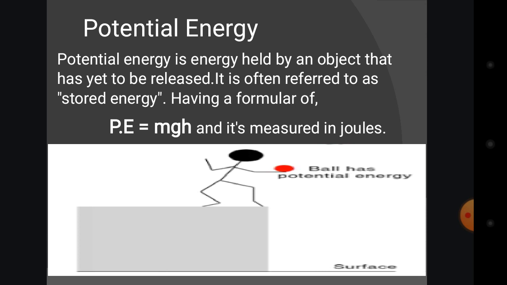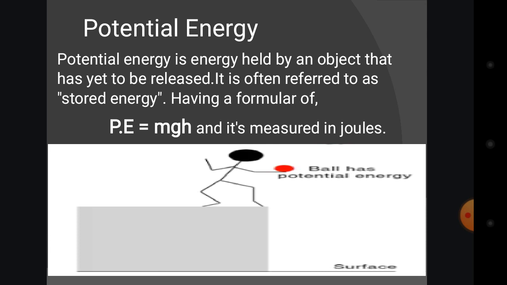And if you look at this small picture here, you will see an object, let's say a ball, that he lifted up but did not release yet for it to come down. It is stored in his hand. That is why it is also called stored energy. The energy is not yet released.